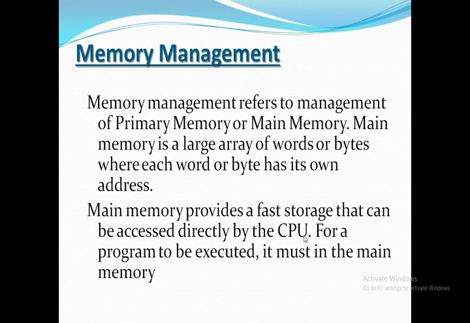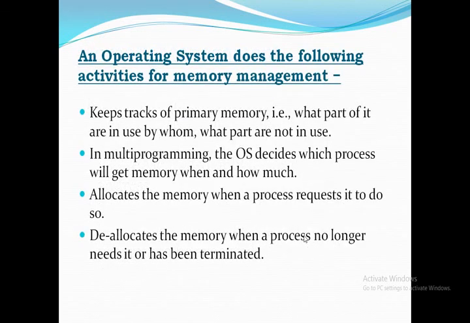So memory management refers to management of primary memory or main memory. Main memory is a large array of words or bytes where each word or byte has its own address. Main memory provides a vast storage that can be accessed directly by the CPU. For a program to be executed, it must be in the main memory. So how does an operating system process all this memory? Now we are going to study that.